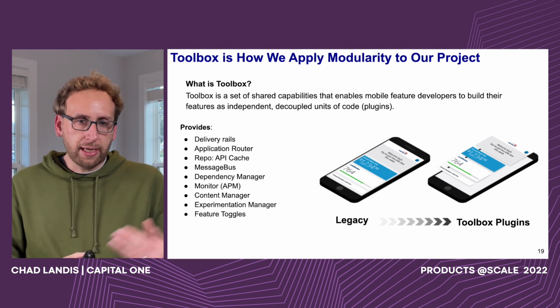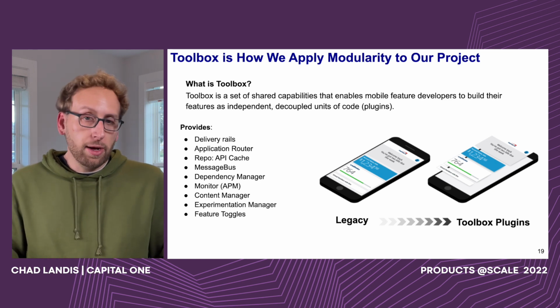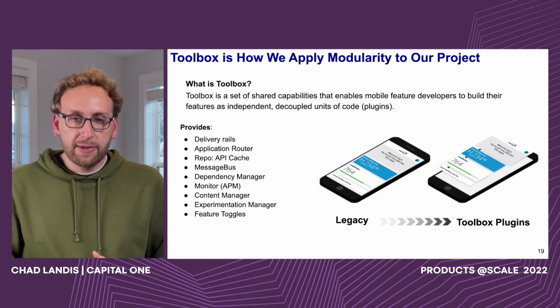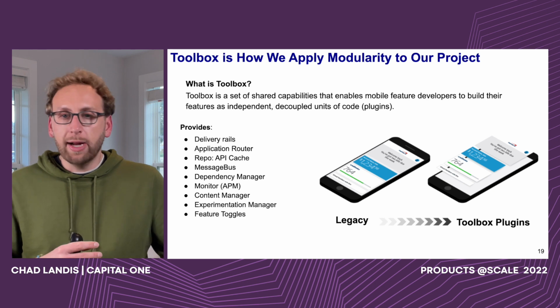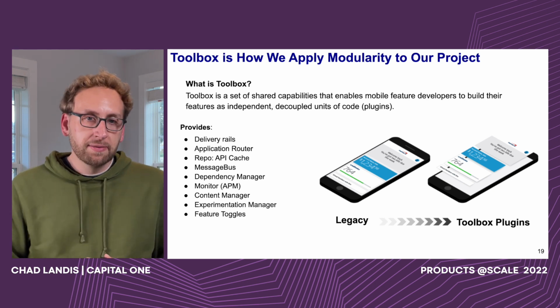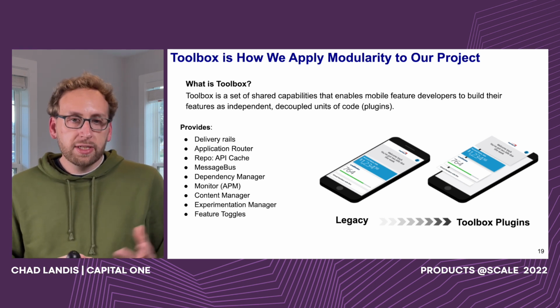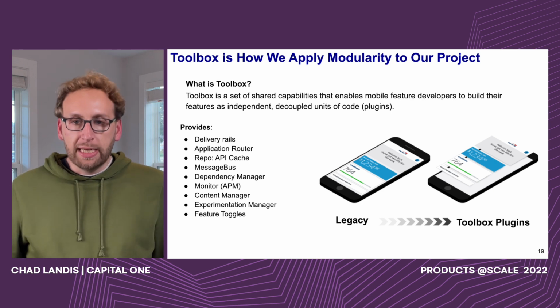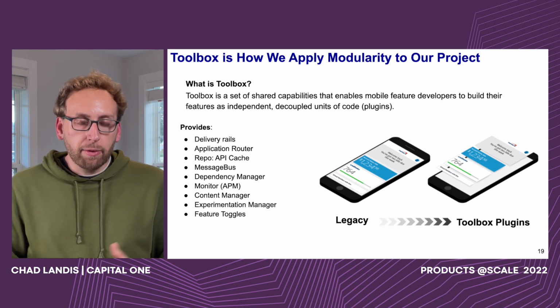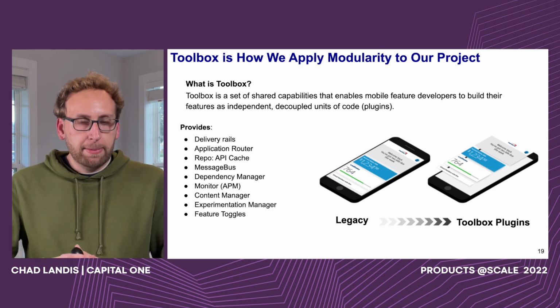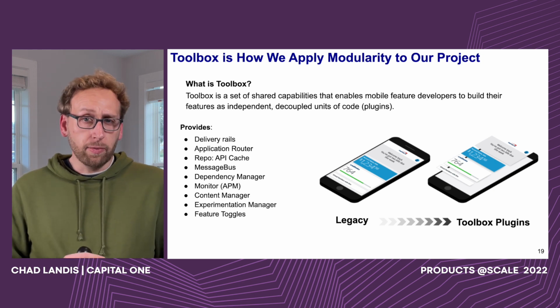And the router is the piece that sews things together there. It also gives me deep linking, mostly for free out of the box, because we're using routes to address all of our features. There's a couple other services there, a repo, which is an efficient in-memory cache, and a couple other things. But the most important aspect of Toolbox are the delivery rails.